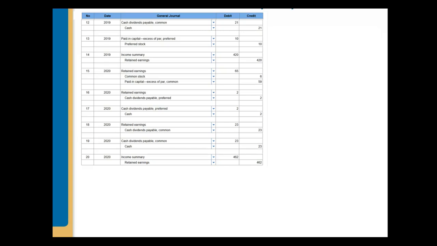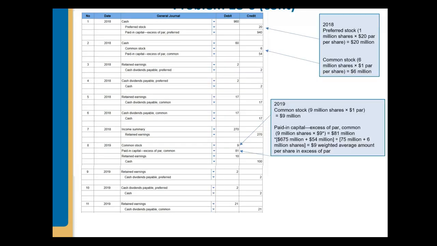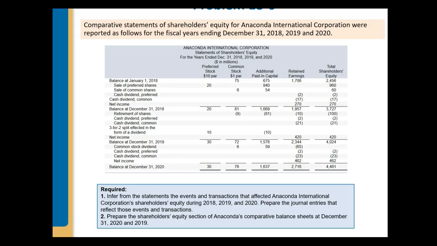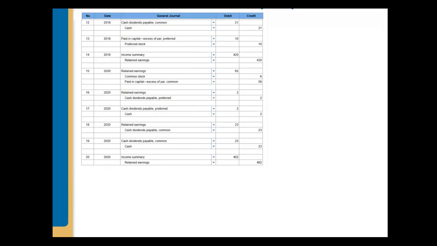In 2019, let me go back here, we have a 3-for-2 split effected in the form of a dividend for the preferred stockholders. So we will debit our paid-in capital, excess of par, and credit our preferred stock. Our income summary in 2019 is debit our income summary for 420 and credit our retained earnings for 420.